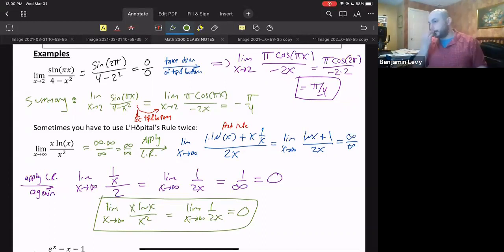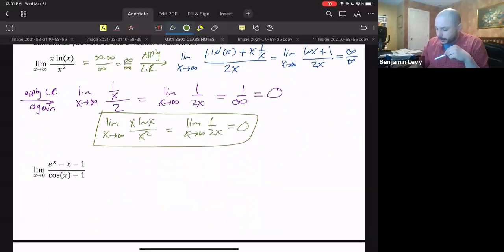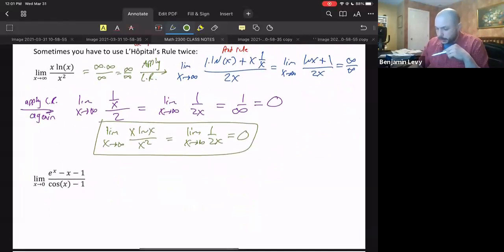What do you think? All right, there's one more on this page here. As I mentioned, it'd be good if you could try this one. And I believe you're going to need to do L'Hopital's rule on this one twice as well.